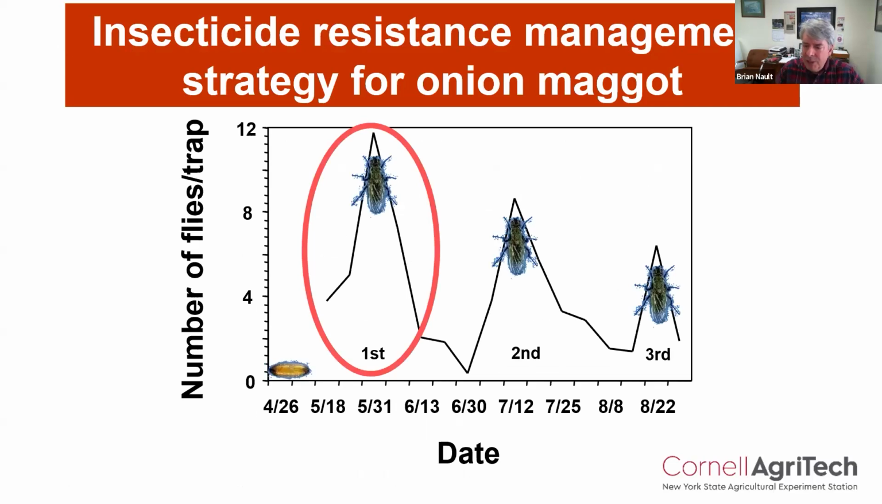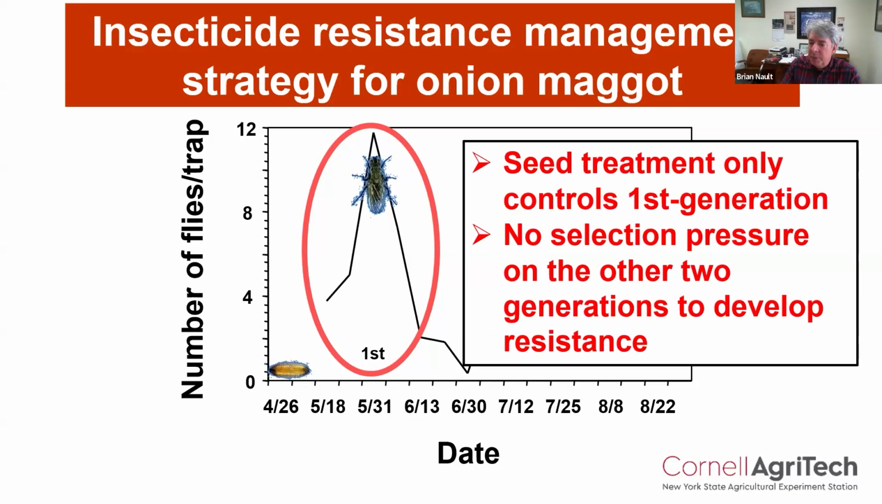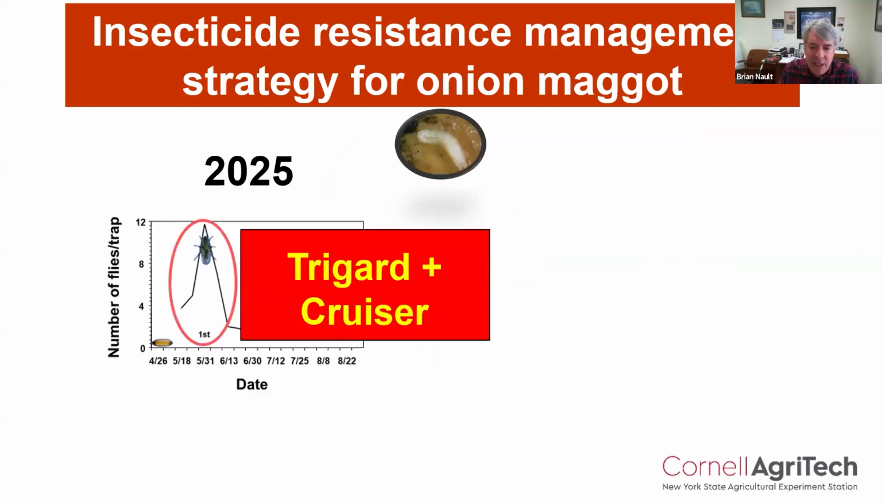Well, let me explain. And this is really true for onion maggot because we know this pest develops resistance to insecticides. We know that it has 3 generations per year. We also know that the first generation is the most important, and that's the one that is being killed by the seed treatments, not the second and the third generations, because the seed treatment runs out of gas, right? So there's going to be no selection pressure on the second and third generations to become resistant to whatever that seed treatment is. So we can take that or consider that as an advantage when we're designing resistance management.